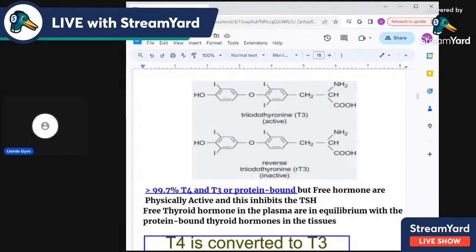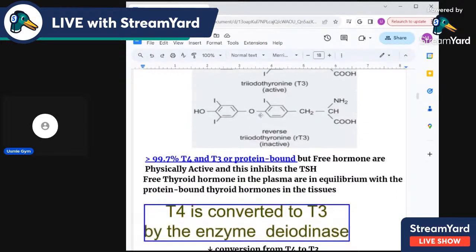So this is the structure of T3: 3, 5, 3. Iodine is attached to the tyrosine here. This is position 3, 5, 3, triiodothyronine. And reverse T3, RT3, is 3, 5, 5, and it's an inactive form. 99.7% of T4 and 98% of T3 are protein bound, and the free form is physiologically active. It inhibits the TSH secretion. We'll discuss that in a moment.